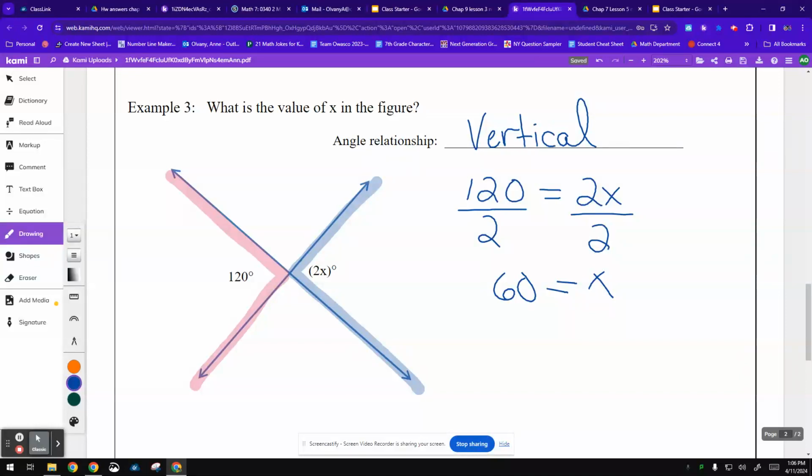Then I always go back to the question. Did I answer the question? What is the value of x? Yes. Do I label that degrees? No, it's an x right here. Okay. And I can check myself. Is 2 times 60, 120?